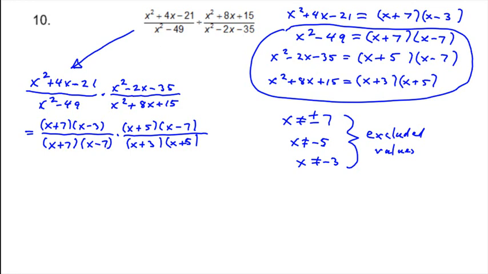and with that, I hope we're going to be able to cancel a lot of things here. I'm going to connect these. So we have x plus 7 over x plus 7, x plus 3, I don't see any that cancel anywhere, x plus 5 over x plus 5. And finally we have x minus 7 over x minus 7. So what we have left is x minus 3 over x plus 3. So that's going to be our simplified form for number 10.